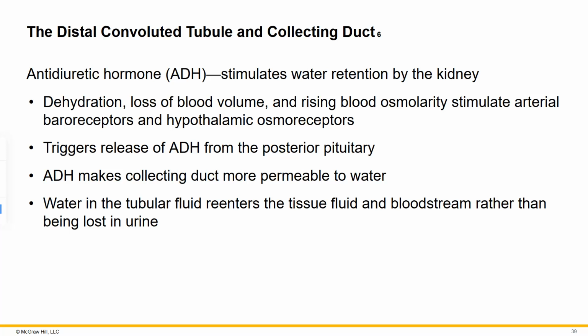Antidiuretic hormone. Antidiuretic would mean that you're not losing fluid, you're retaining fluid. So this stimulates water retention by the kidneys. Dehydration, loss of blood volume, and rising blood osmolarity stimulate the arterial baroreceptors and hypothalamic osmoreceptors.